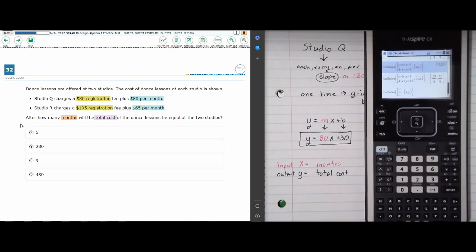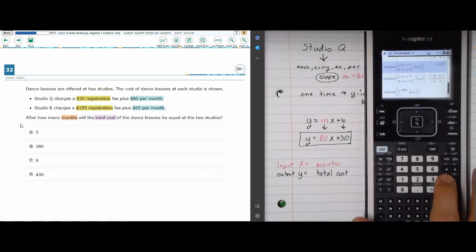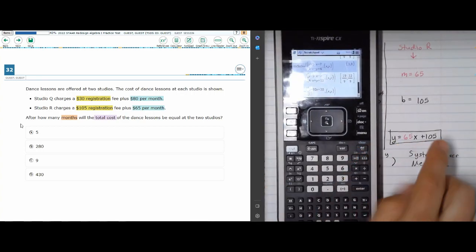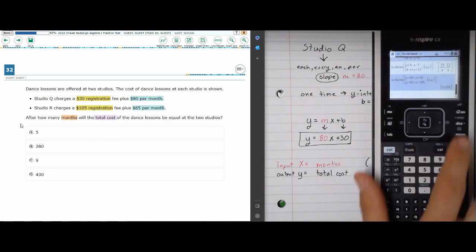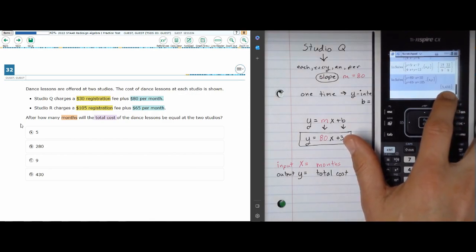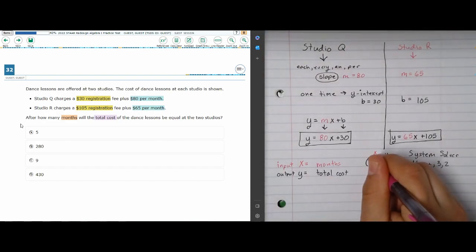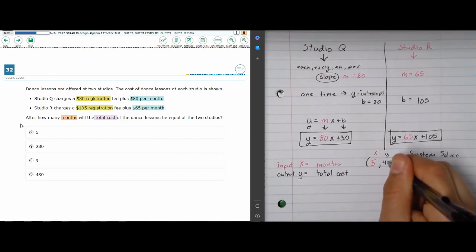So our first equation is y equals 80x plus 30. And then our next one, the second equation, is over here, y equals 65x plus 105. So now that I got both equations in, I'm going to hit enter, and it gives me 5 and 430. So I'm going to write that down. 5 is my x value. That's the months that have passed by. And 430 is going to be my y value.